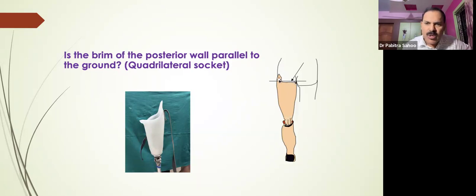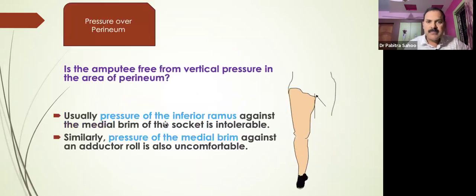If there is a tilt to the lateral side, the lateral wall will be very prominent. It will not come in contact with the lateral surface of the prosthesis. So weight bearing and abduction control will be poor. So all the time we should see that the posterior brim of the socket is horizontal to the ground.